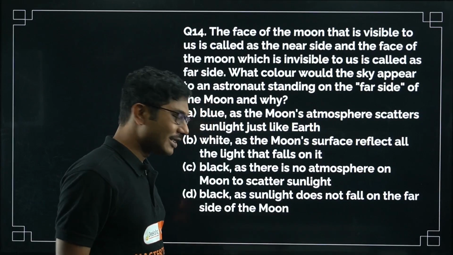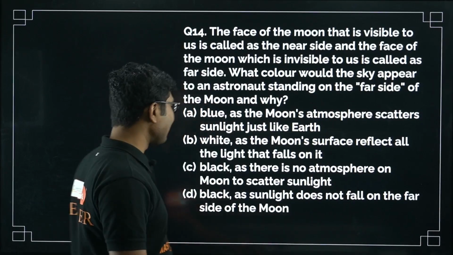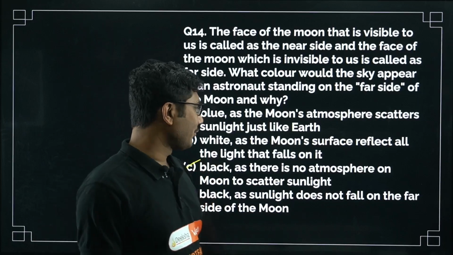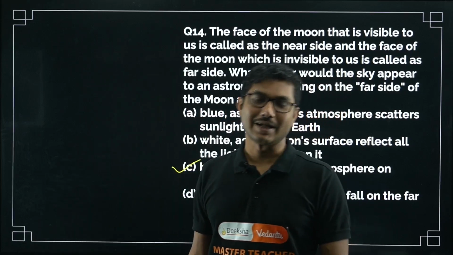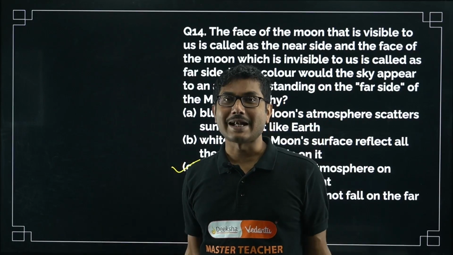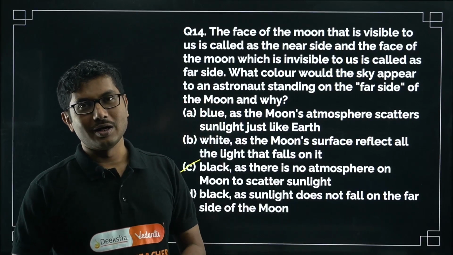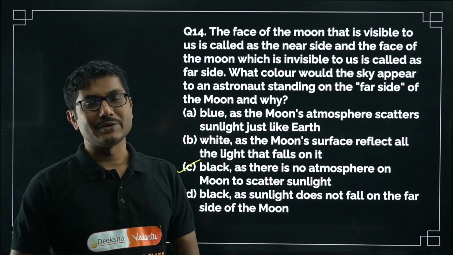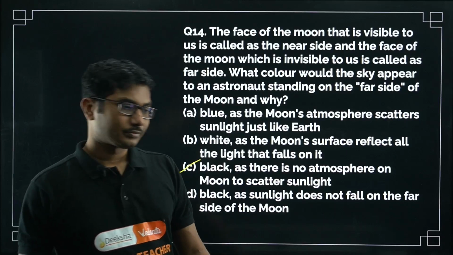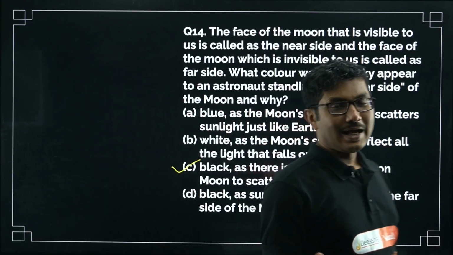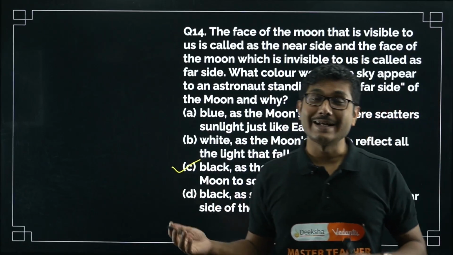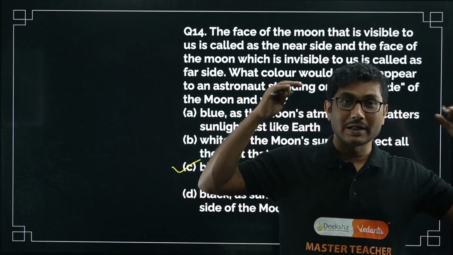Okay. So it's like a night sky and everything will be black because there is no atmosphere on the moon to scatter the sunlight, okay. Because of the scattering only we see the color, right, and if no scattering happens, then we will see that it will be black, right.